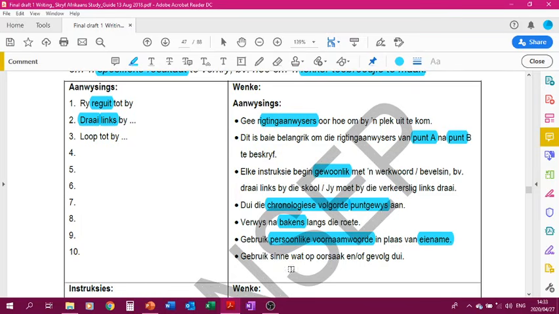Gebruik sinne wat op oorsaak en gevolg dui. So what they mean by this last sentence, use sentences that indicate cause and effect. So draai links by die groot kerk en jy sal 'n oranje huis sien. Okay, so when you turn left at the church, you will see that. So if you do this, then you will see this. If you do this, then you will see that.